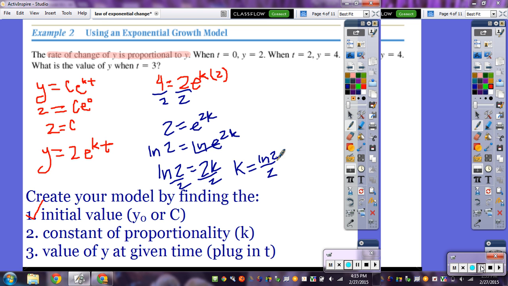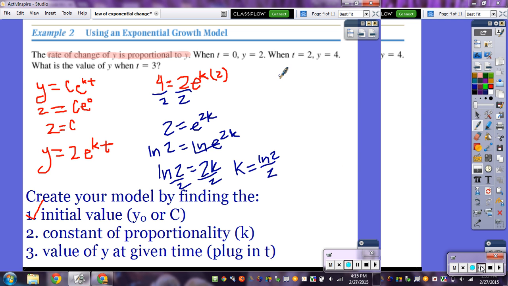And so once I put that into my model for exponential growth, I get y equals 2e to the natural log of 2 over 2 times t, since now I know what k equals. Now, this would be considered my model for exponential growth. Once I have values plugged in for everything except for y and t, I now have a growth model that gives me my population in terms of time. So at any time, I'll know what the population is.